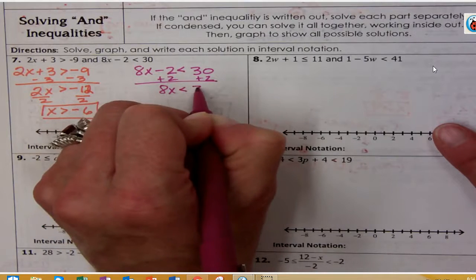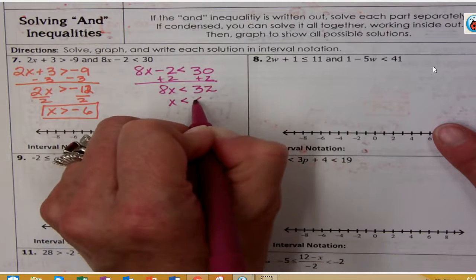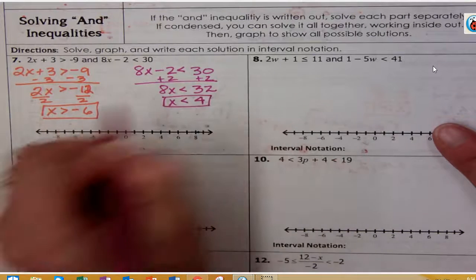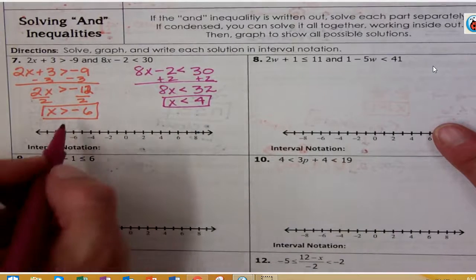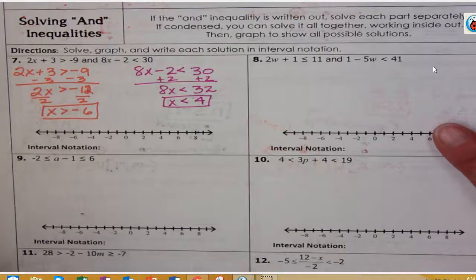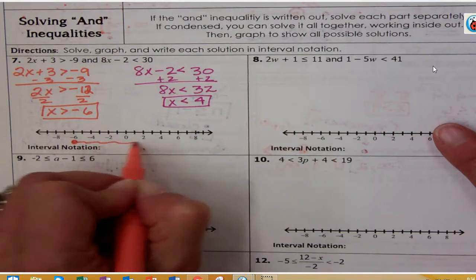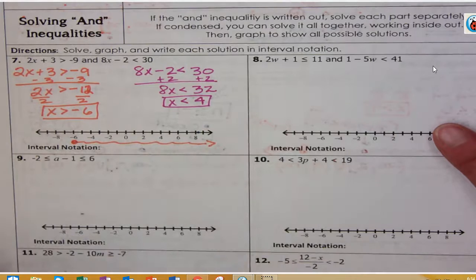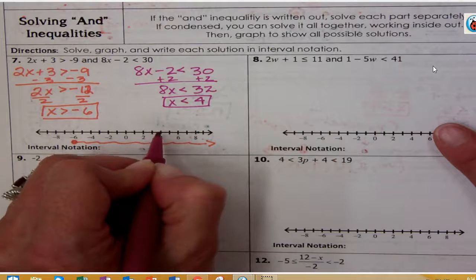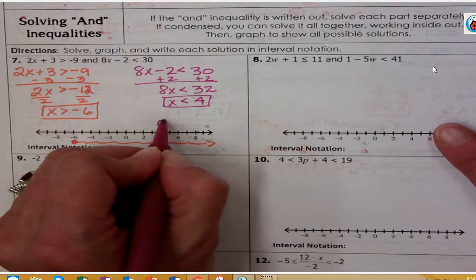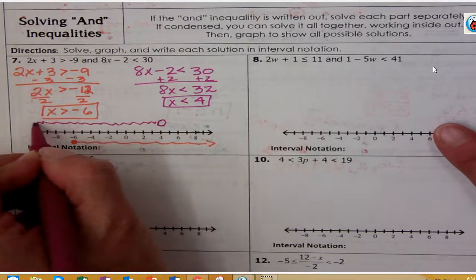8x is less than 32. x is less than 4. So here's our other boundary. So now when we're graphing this, if I said x is greater than -6, I would take my pen and say, okay, there's -6, it's got to be all the numbers greater than that. Then if I said x has to be less than 4, I would take my pen and do an open dot here and say all the numbers less than 4.